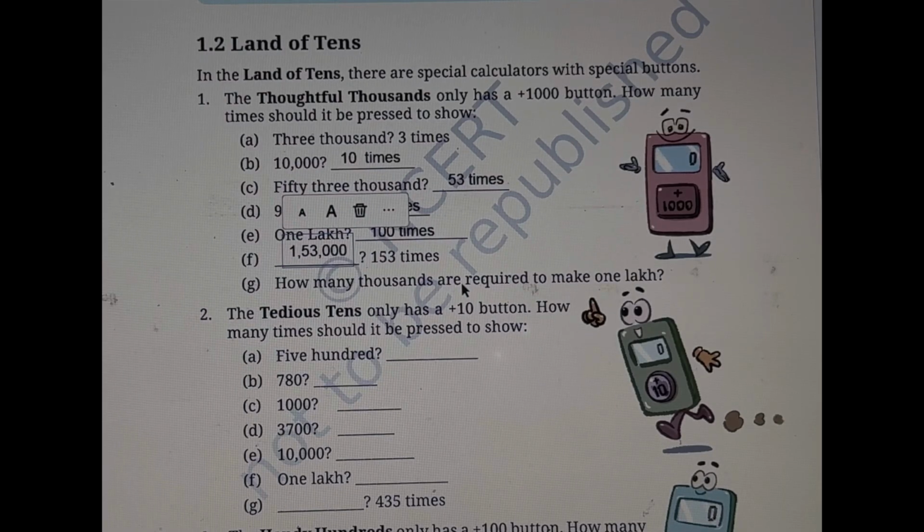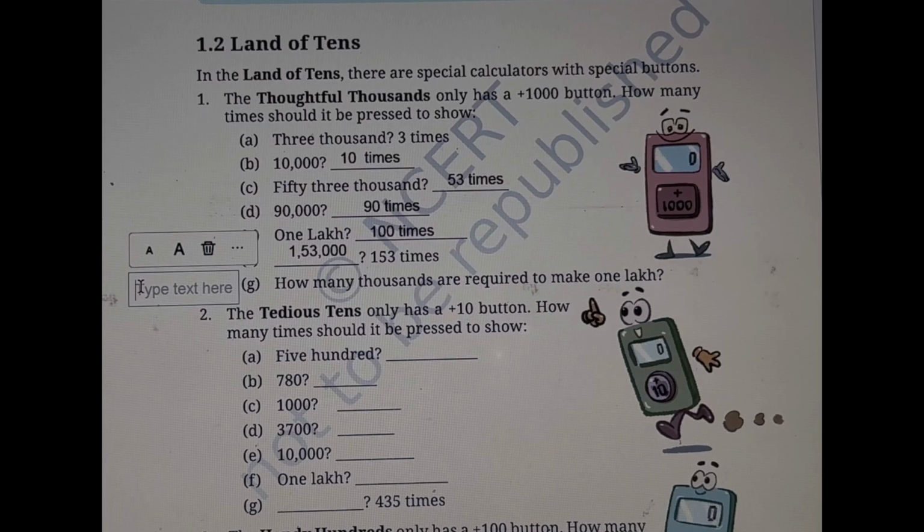Now, how many thousands are required to make 1 lakh? So 1000 has 3 zeros and 1 lakh has 5 zeros. So if you divide 1 lakh by 1000, you get the answer as 100. This we have solved earlier also. There was a question, 1 lakh is 100 times 1000. So how many thousands are required? 100 thousands are required to make 1 lakh. Right?